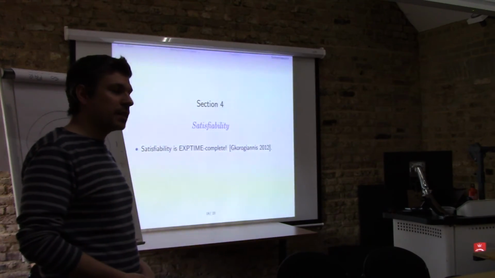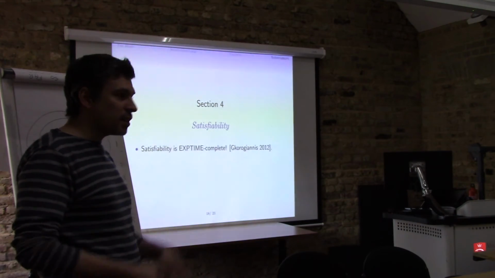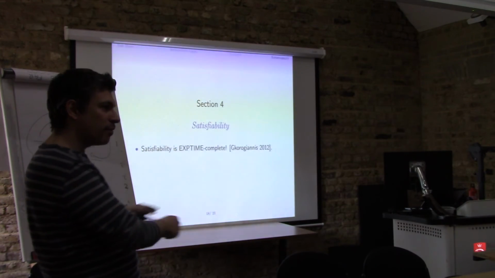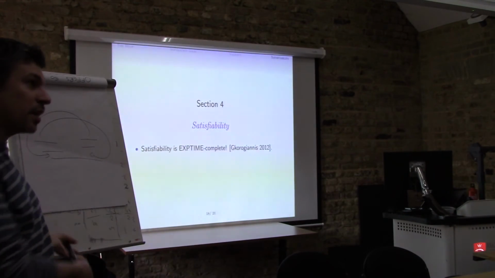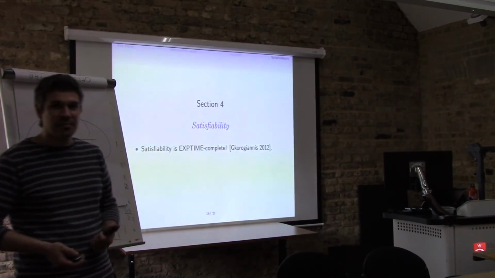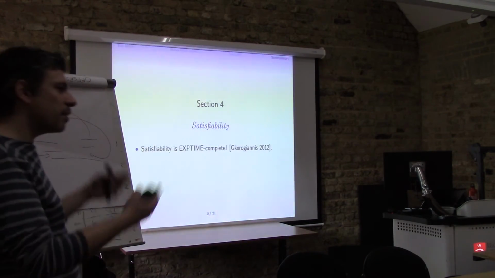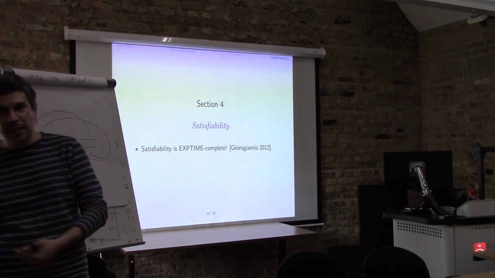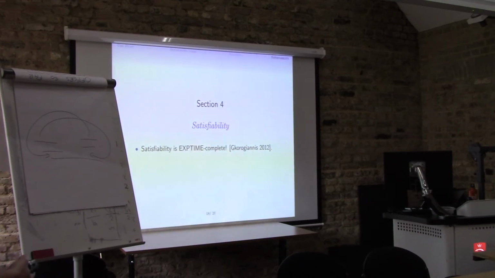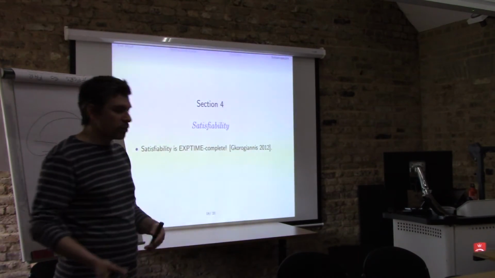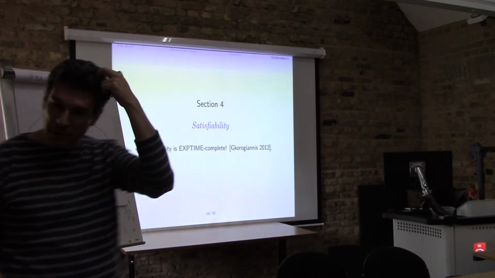it's EXPTIME-complete. Any surprise? You have a validity problem that is undecidable. You have a satisfiability problem that is decidable. That's because in first-order logic the two are identical, right? Because you can turn a validity question into a satisfiability question. You can always turn a satisfiability question into a validity question, I suppose, most of the time anyway.